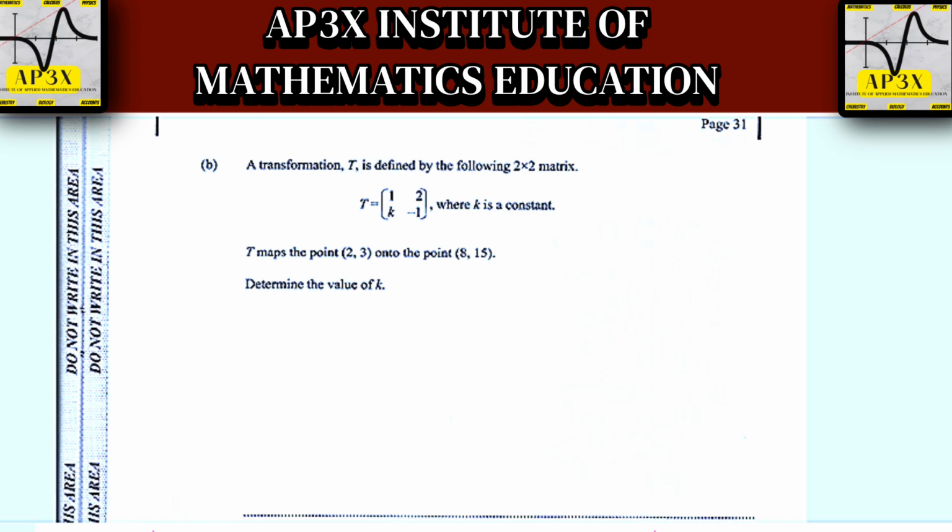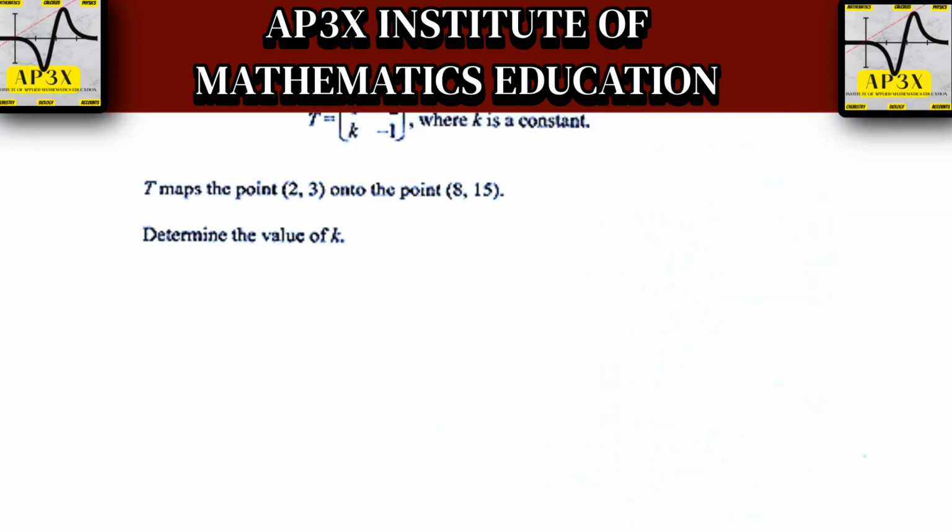The transformation T, which we had up here, is defined by the following 2 by 2 matrix, [1, 2; k, -1], where k is a constant. T, which is the matrix here, basically maps (2, 3) onto the point (8, 15). Determine the value of k. So this clearly is not any of our standard transformations like reflection, rotation, enlargement. It's just basically a transformational matrix.